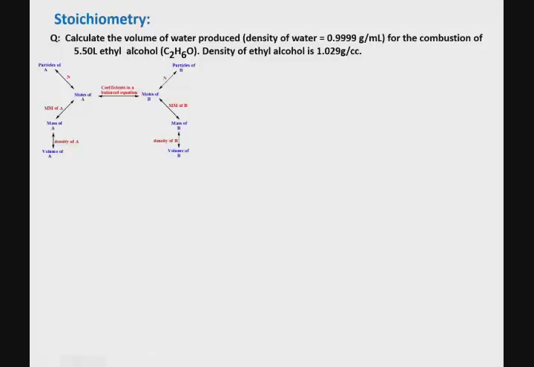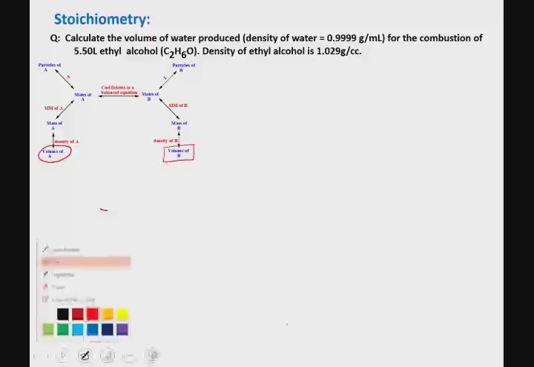So in this question, we need to calculate the volume of water that can be produced in this reaction from the combustion of 5.50 liters of ethyl alcohol. In other words, we are given the volume of ethyl alcohol, let's call ethyl alcohol A, and we are asked to calculate the volume of water that can be produced from that volume of ethyl alcohol given this reaction.